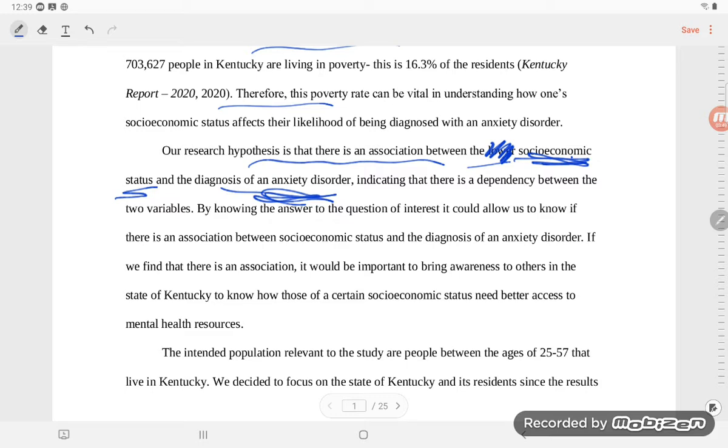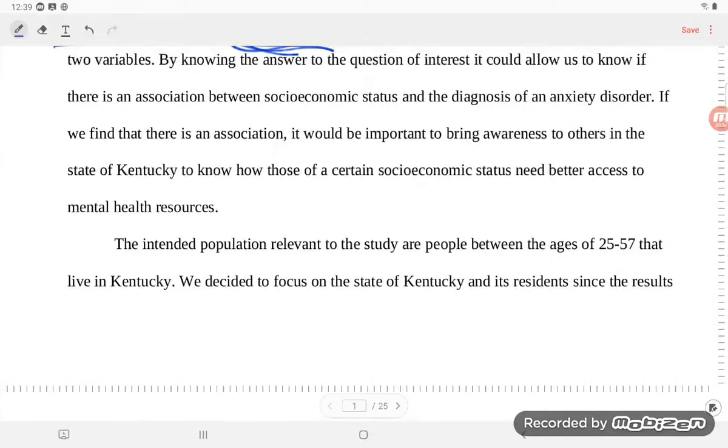Okay, and they go on and mention the intended population, people 25 to 57 who live in Kentucky. So hopefully when they take data for their study, it is from those people. If that's your relevant population, then that's who your data should come from. If your intended population is the whole world, you better have data from the whole world.